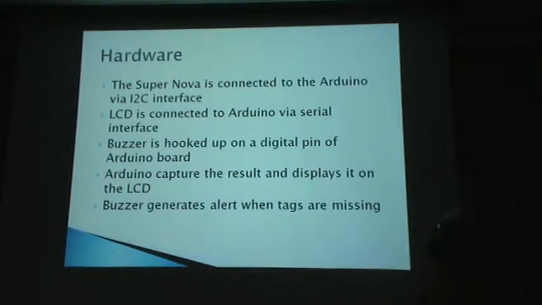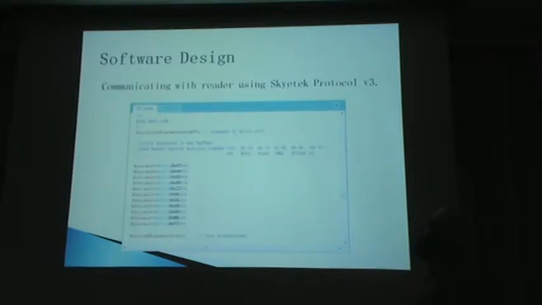So it is communicating with the microcontroller through the I2C interface. The LCD is connected via serial interface to the Arduino, because the Arduino is the main heart, controlling everything. The buzzer is hooked up with a digital pin, just digital high, digital low. And the LCD is just capturing the display results from the Arduino, whether the tags are in range or out of range, and the buzzer will generate the alarm whenever a tag is missing. I'll hand it over to Peter now.